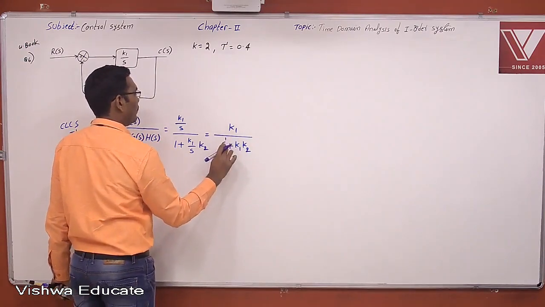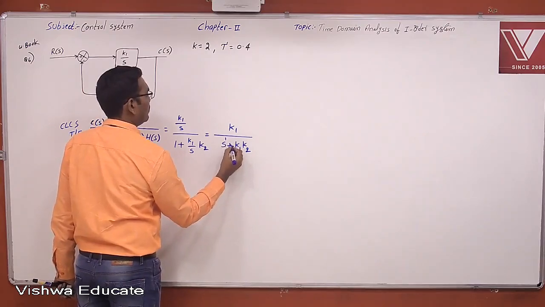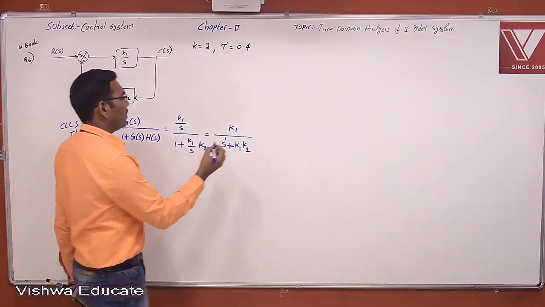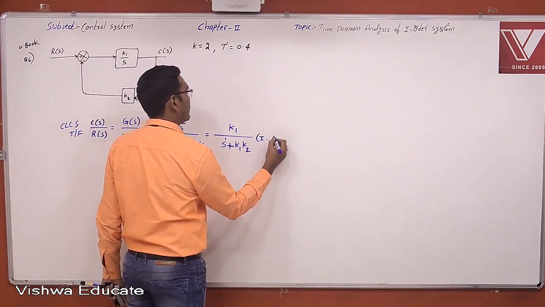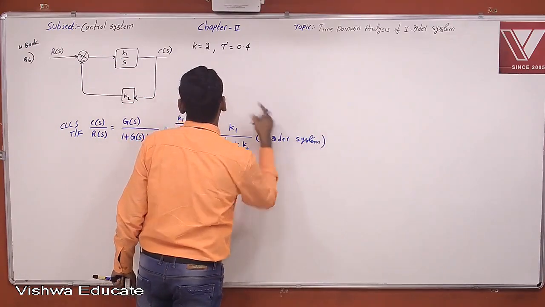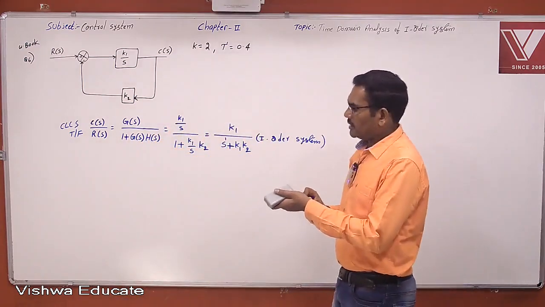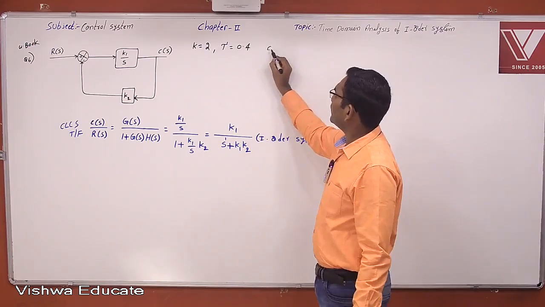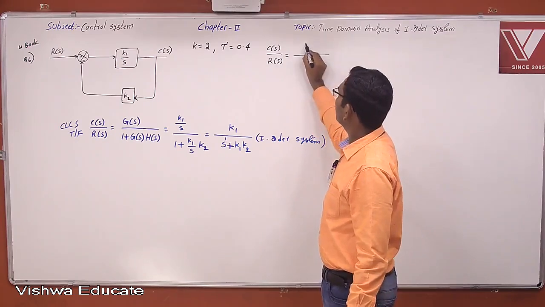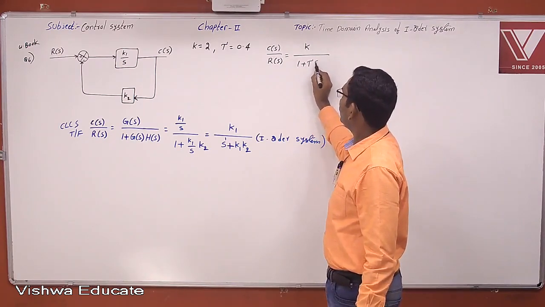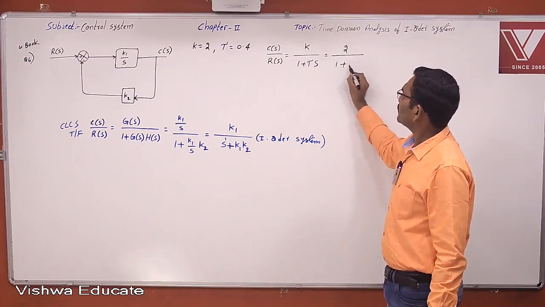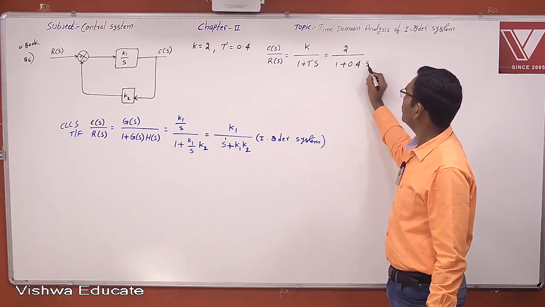This is the first order system, the first order closed loop control system transfer function from the block diagram. But what is the standard first order system with gain and time constant? The standard first order system with gain and time constant is C of S by R of S equal to K by 1 plus tau S. You know that, right? Now therefore, K is the system gain 2, and tau is 0.4 seconds, so 2 by 1 plus 0.4 S.